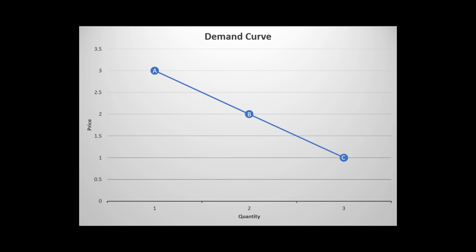This is the demand curve. This blue line represents the demand and each point represents the quantity demanded. Let's take a look at point A. Since the price is high, the quantity demanded is low. Now at point C, since the price is low, the quantity demanded is high. Now a change in demand means a shift of the position or shape of this curve. So this curve can be in any form.